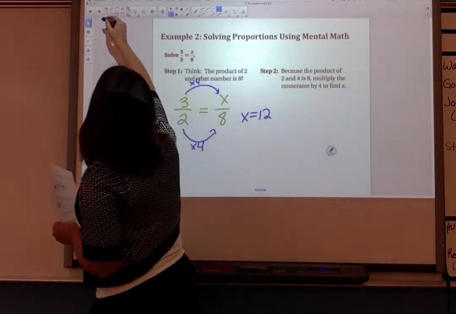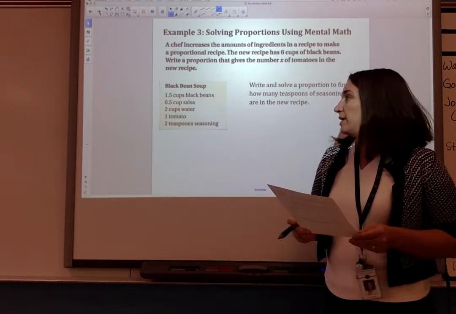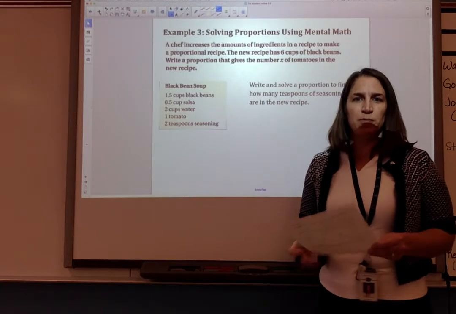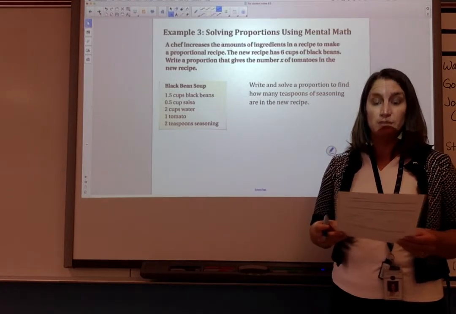Okay, let's look at another example. We're back to the black bean soup recipe. And now we're going to write and solve a proportion to find how many teaspoons of seasoning are in the new recipe. So we're going to write the proportion and also solve it.